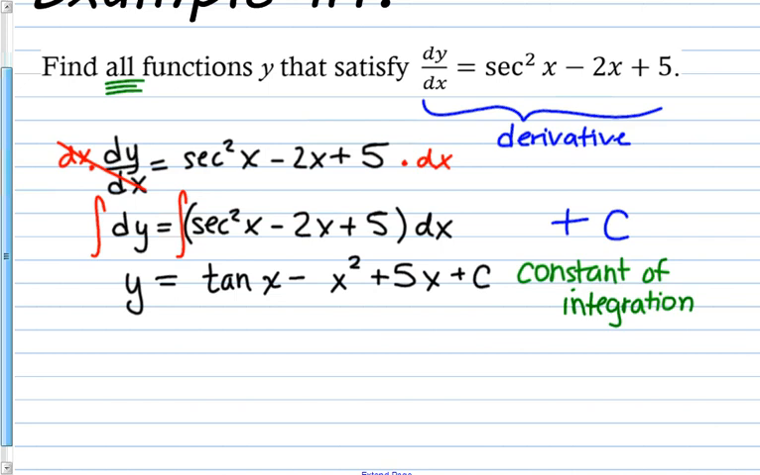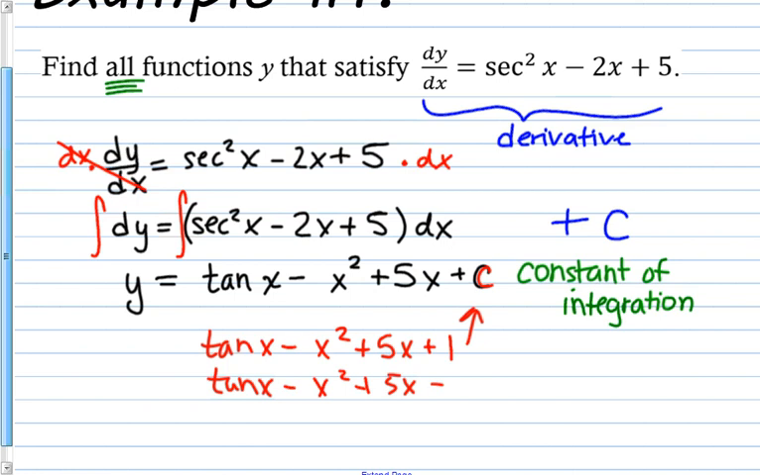So find all functions y that satisfy dy dx. Because of the c, this can be all of the functions. This could be tangent x minus x squared plus 5x plus 1. This could be tangent x minus x squared plus 5x minus 9. These are all possible functions of y that, when I derive them, I'll get secant squared x minus 2x plus 5.